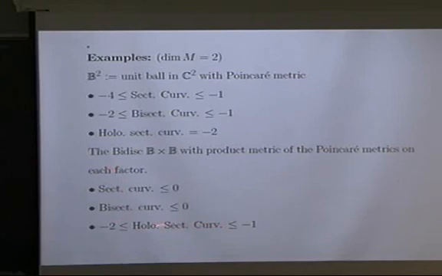In fact, here you get the negativity of the holomorphic sectional curvature just because each factor, the Poincare metric, is of negative curvature, and on the product you take the sum of the metrics. What I want to say here is that, in general, getting negative holomorphic sectional curvature is not so difficult compared to bisectional curvature and sectional curvature.